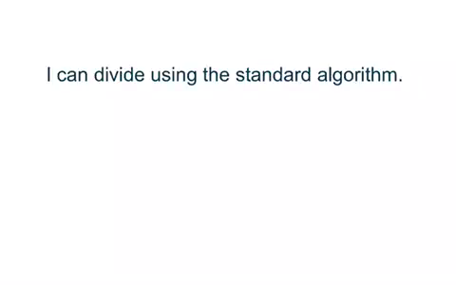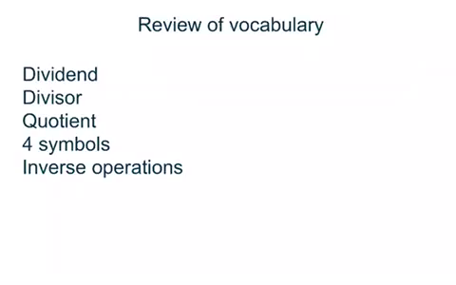Our new objective is I can divide using the standard algorithm. We've now had quite a few weeks where we focus on what division is, and we've learned partial quotients. But today we're going to move into the standard algorithm, which, once you have an understanding of place value, is probably the quickest and most efficient way to solve a division problem.